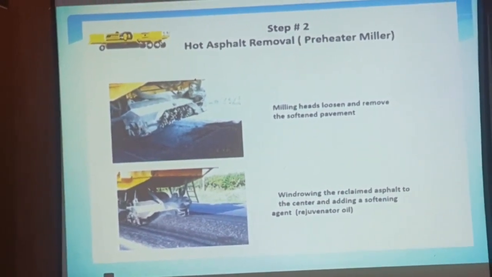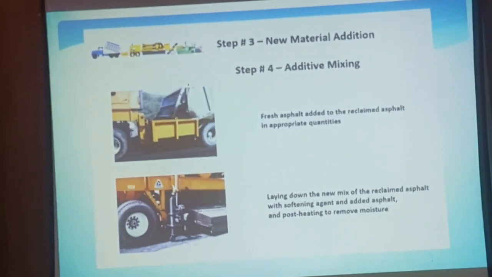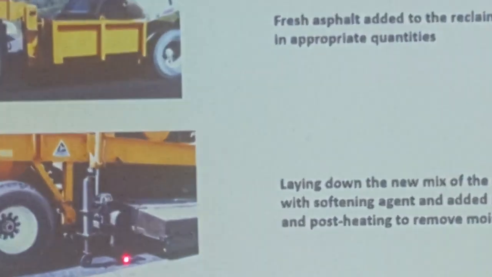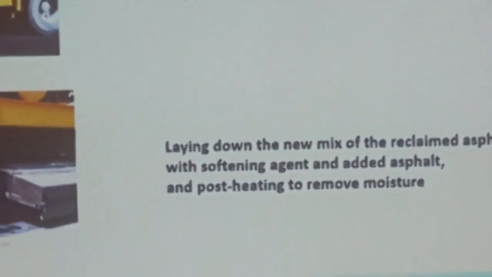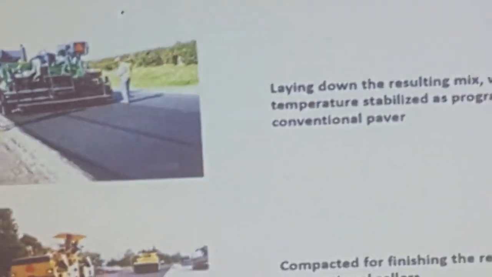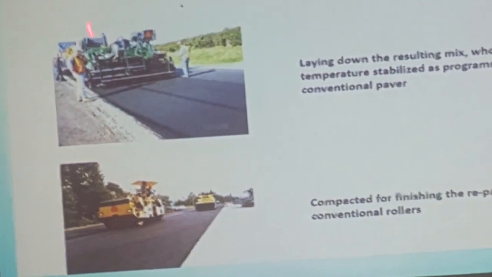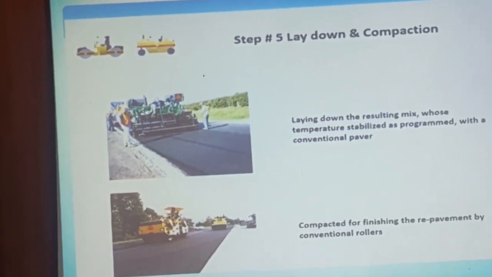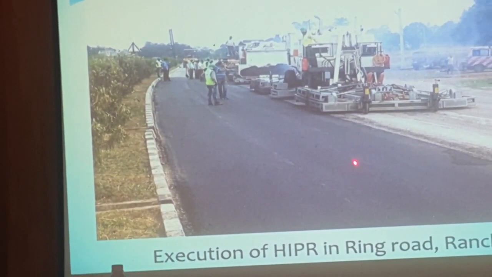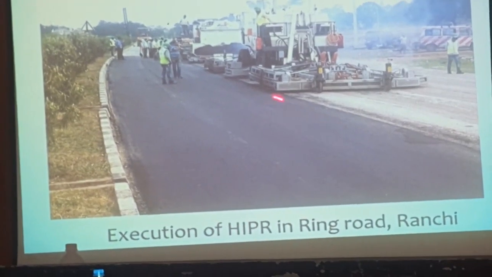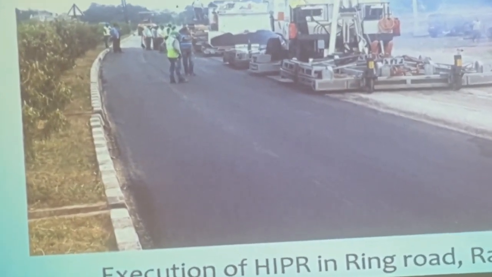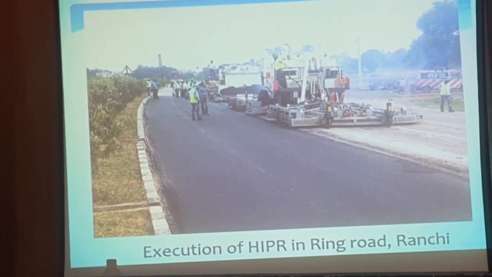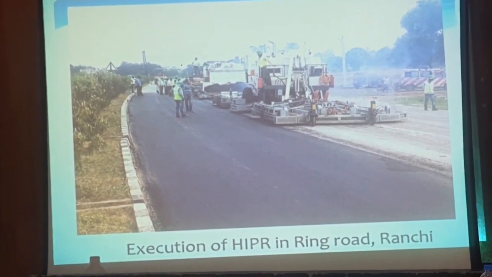So this is hot milling, and this material is actually used with some additive called rejuvenator or something like that. It is mixed with a fresh mix like BC, and then again it is relaid and compacted. Okay, so this is the hot in place recycling, HIPR, and this is being executed. This is not in our road, it is Ranchi Ring Road. This is being done by Goodzen. We have tried in our NH, we have tried in Taiwan too. We have tried, but unfortunately that didn't work.